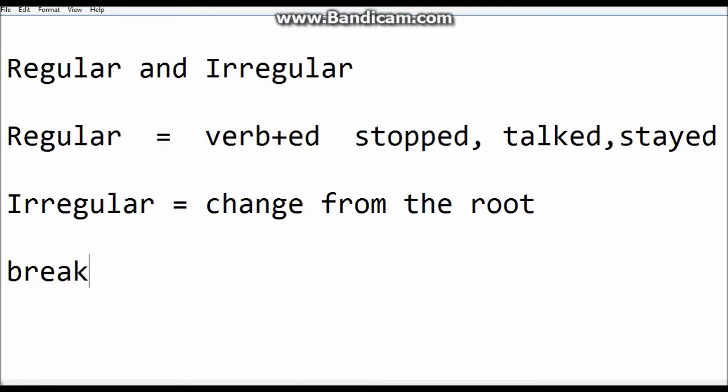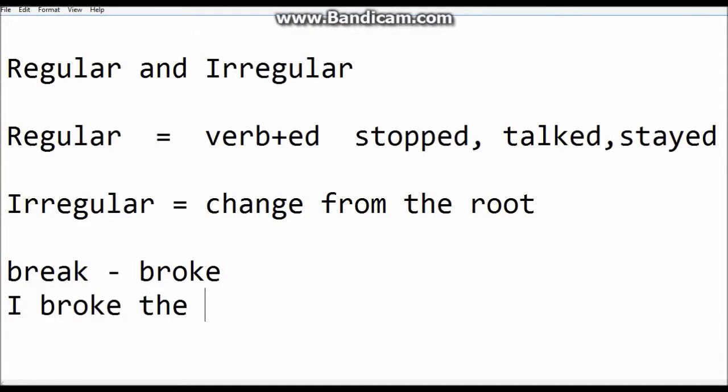Let me give you a sample sentence with an irregular verb. Break, broke. I broke the glass. I broke the window. As you see, in both sentences, the verb in simple past comes after the subject pronoun. I broke. She drank. He flew. And so on.